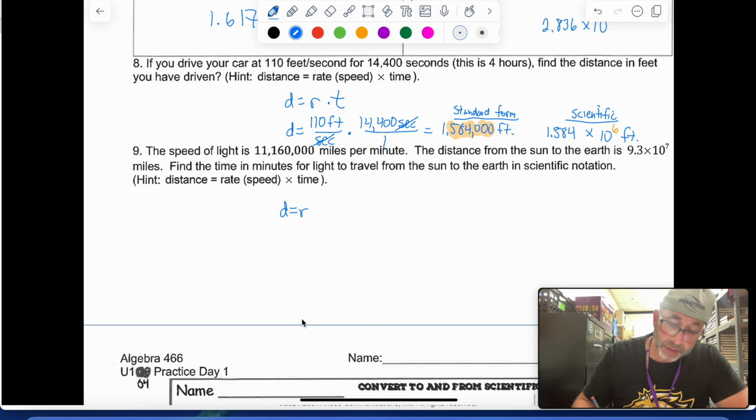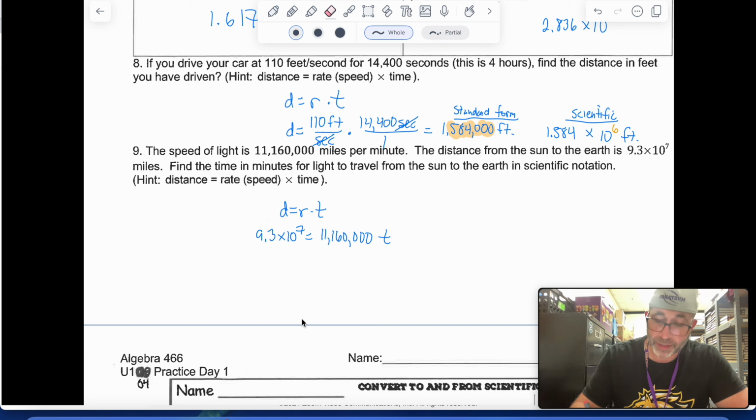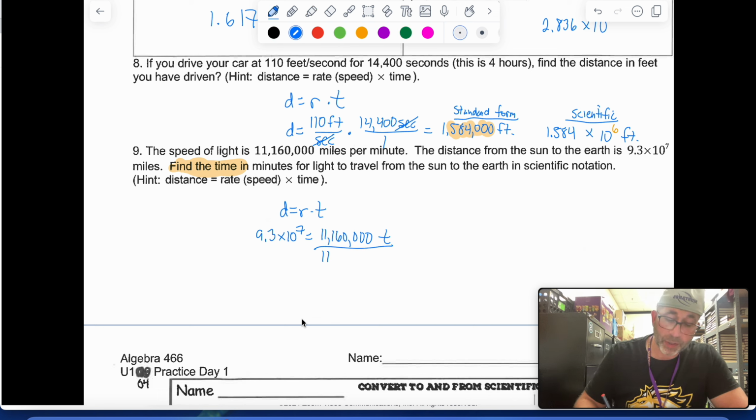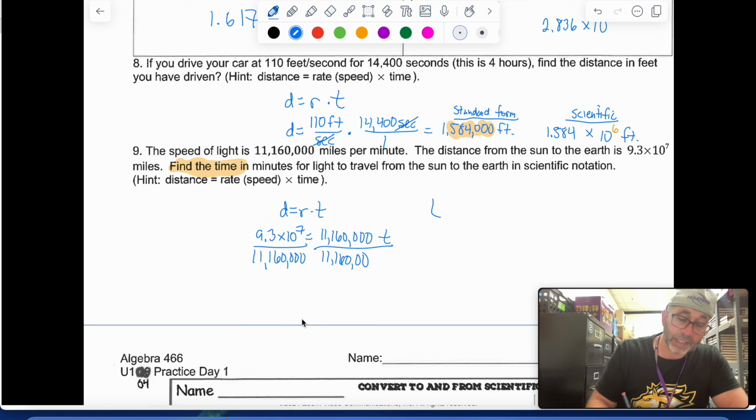So let's put in our information that we have. We have d is equal to r times t. The distance that's covered is 9.3 times 10 to the 7th. The rate for this is 11,160,000. And it's asking for time. It actually says it in the directions, find the time. So we're solving for t. That means in order to get t by itself here, we're going to divide by that 11,160,000. Okay. Throw this into your calculators, and we're going to get that t is equal to 8.33 minutes.